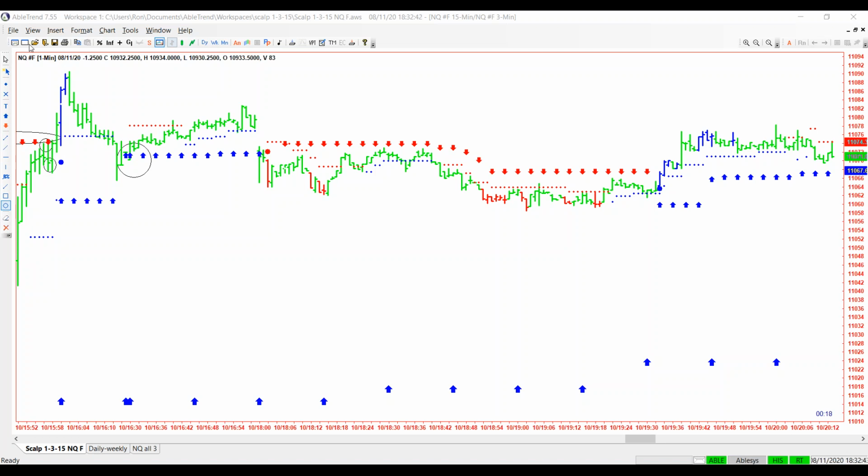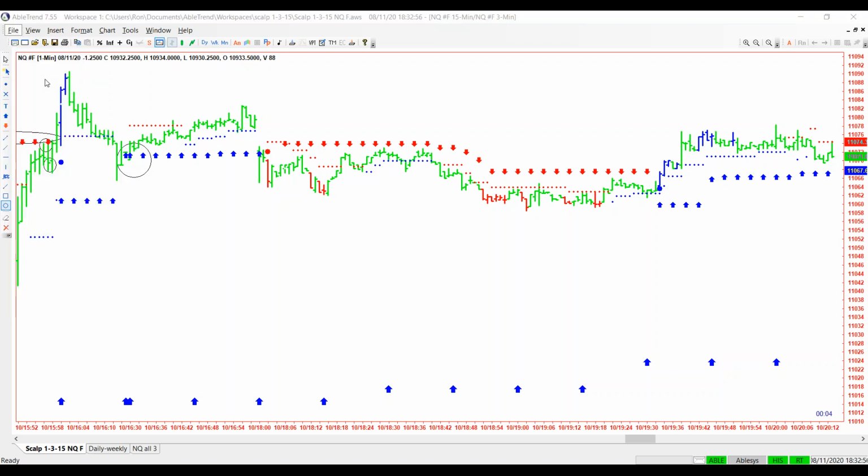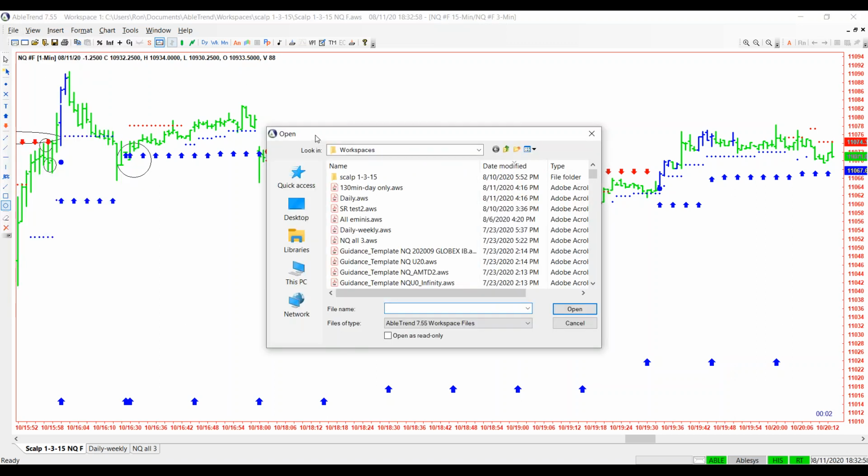If you have AbleTrend, just re-download AbleTrend and you won't lose anything, and you don't have to delete what you have now. You just simply go to ablesys.com, click on download, then you click File, Open Workspace. It'll be right there on top. Click on Scalp, and then click on the data feed that you use. I try to make it as simple as possible.